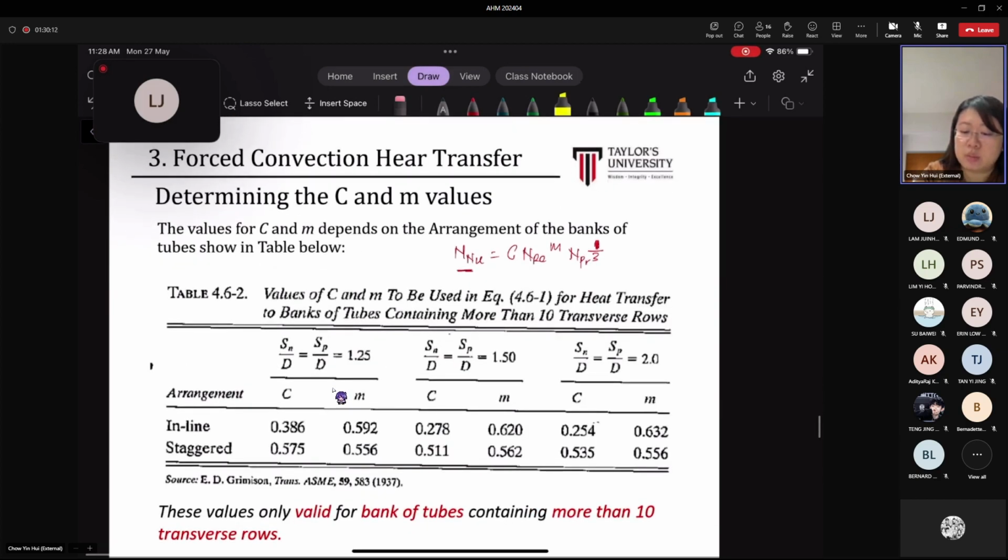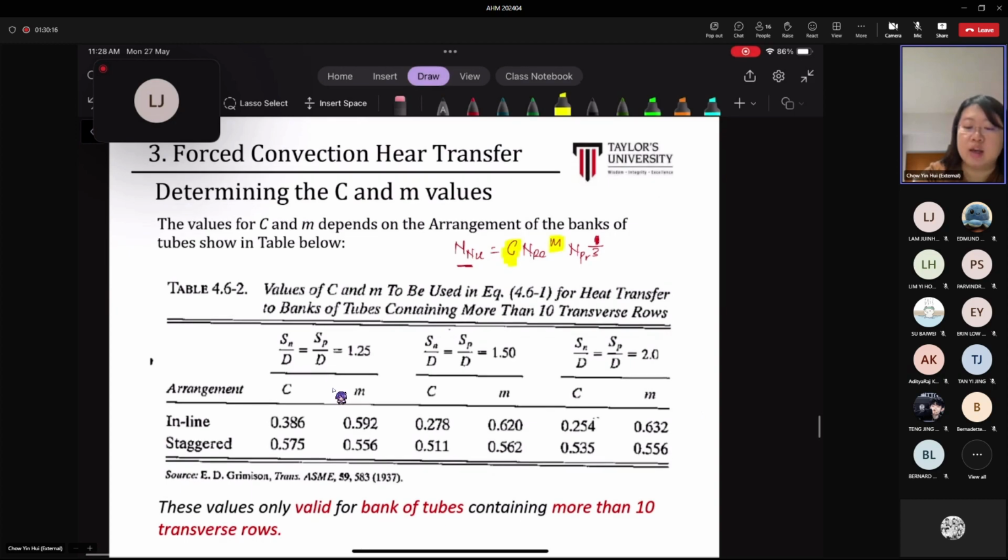Then what would be the C value and the M value that you are going to use? It depends on the ratio of Sn to the diameter and Sp to the diameter. If both ratios are equal to 1.25, and depending on the arrangement as well, whether it's inline or staggered, then you shall select your C value.